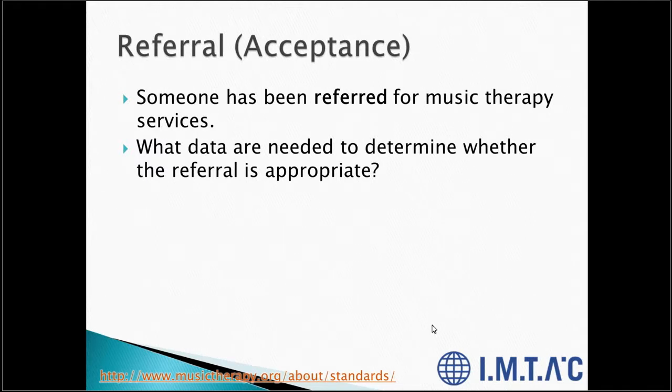If you're thinking about referral as a first stage, you want to consider what types of information is needed for you to make a determination as to whether or not someone is appropriate for music therapy. So think in terms of what records might you need to review, who might you need to interview, are there observations that are pertinent, or are there any testing or other measures that you would use in making that referral decision.